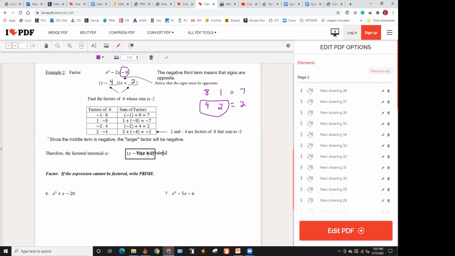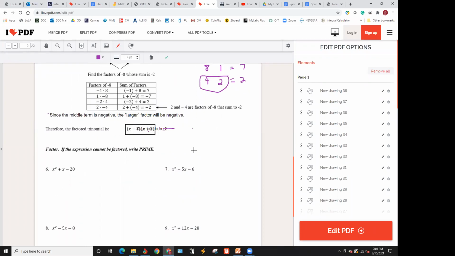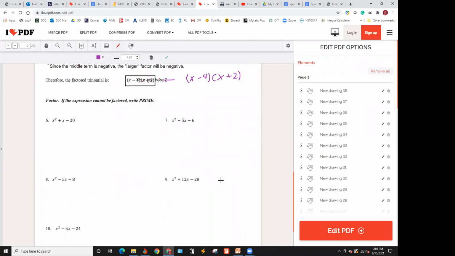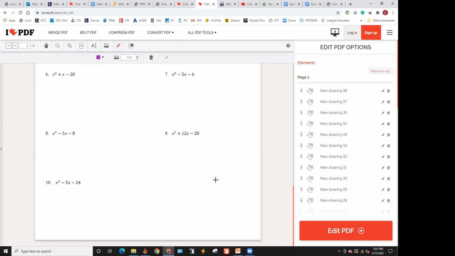All right, how does that get in there? So it's x minus 4, x plus 2. Sounds like a storm's coming up. All right, let's see if we can finish these before we get a storm.